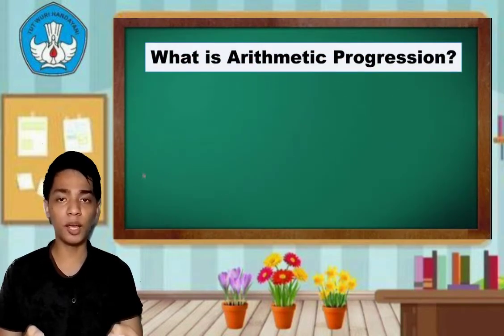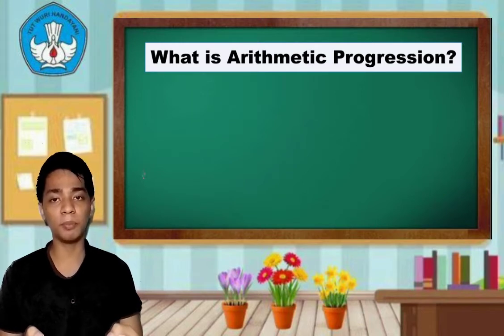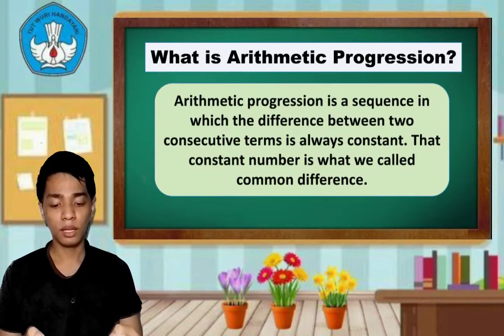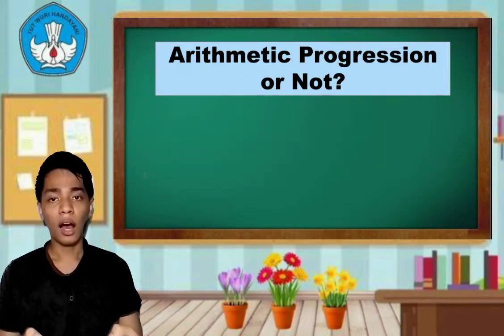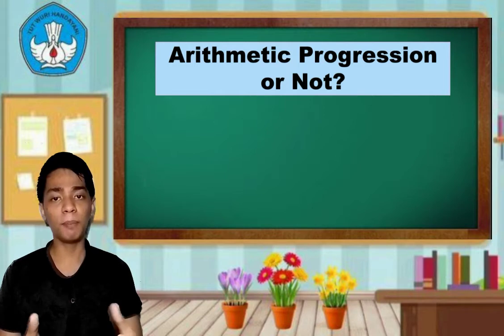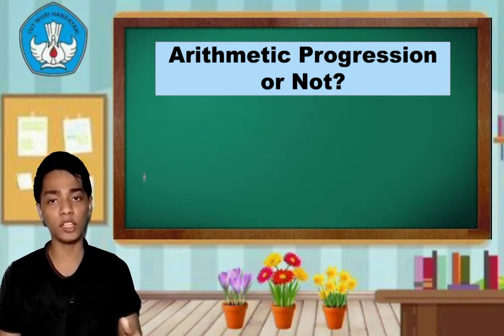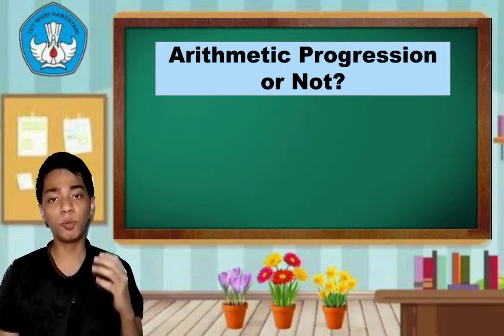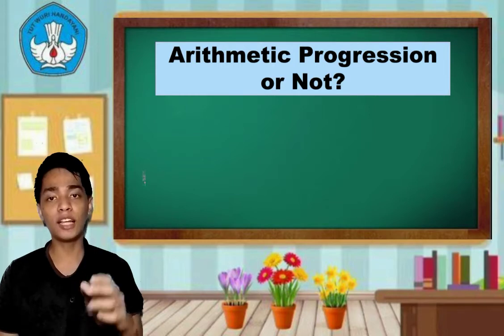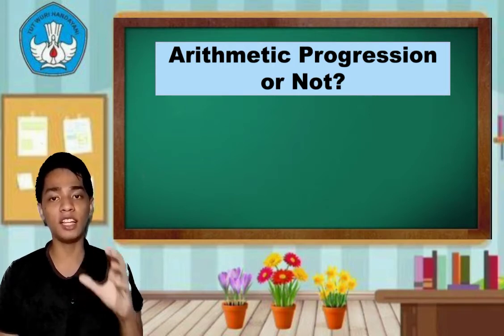Before we answer that problem, let us define first what is arithmetic progression. Arithmetic progression is a sequence in which the difference between two consecutive terms is constant, and that constant number is what we call common difference. How can we identify if a particular sequence is an arithmetic sequence or not? The technique is we need to observe whether there is a constant number that was added or subtracted in each term.